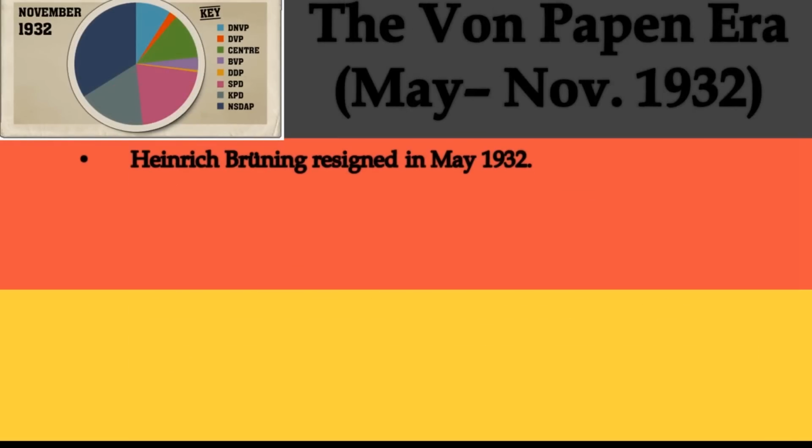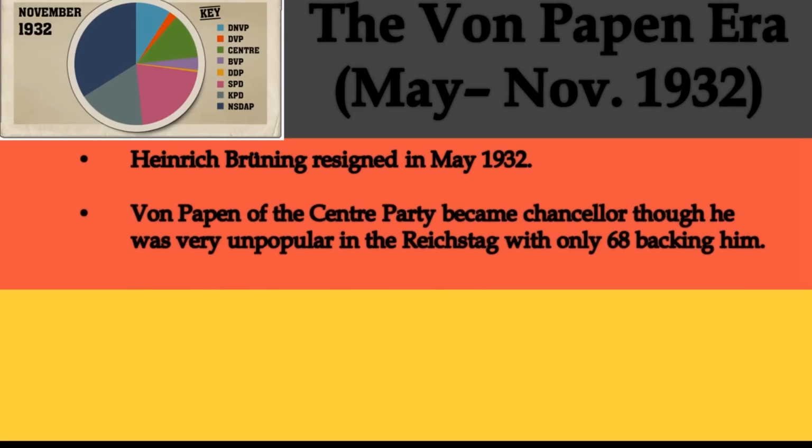Now, after Heinrich Brüning, who resigned in May 1932, we get von Papen. And Kurt von Papen, no, it wasn't Kurt von Papen, it was Franz von Papen. Franz von Papen was also of the Centre Party, so also of this Catholic party, and he became Chancellor, though he was very unpopular in the Reichstag and only had 68 seats backing him.